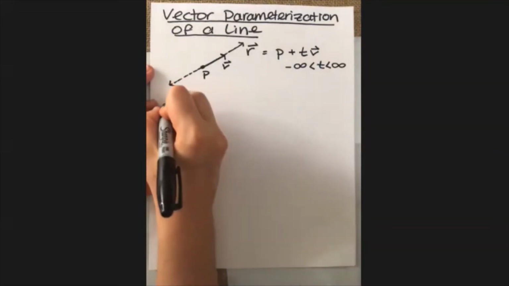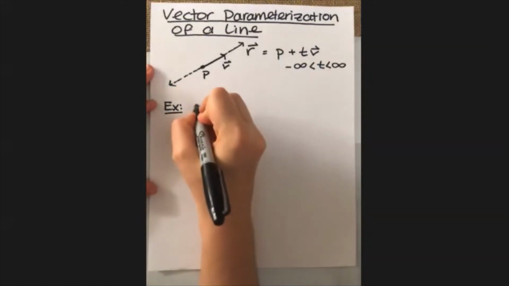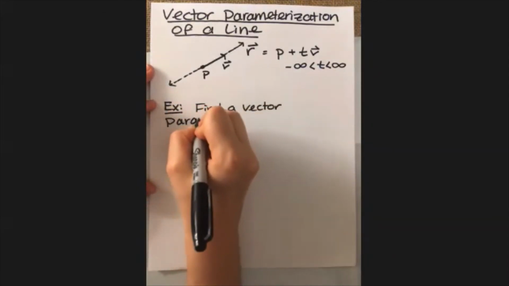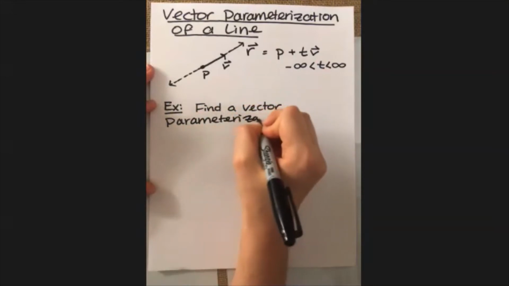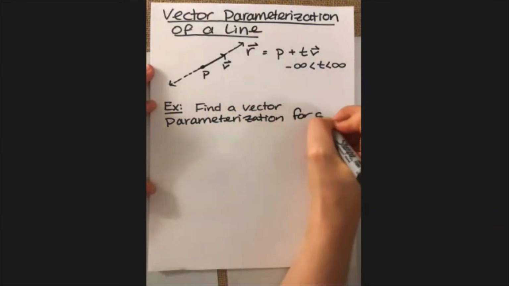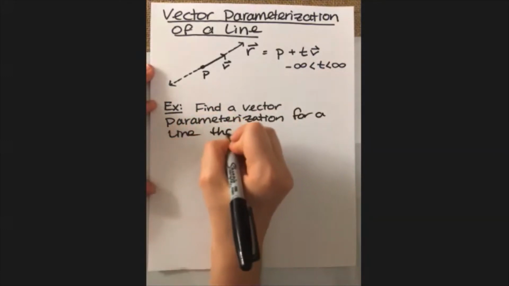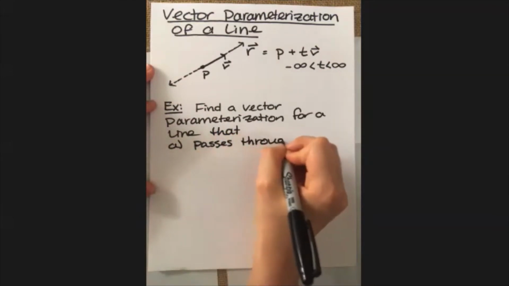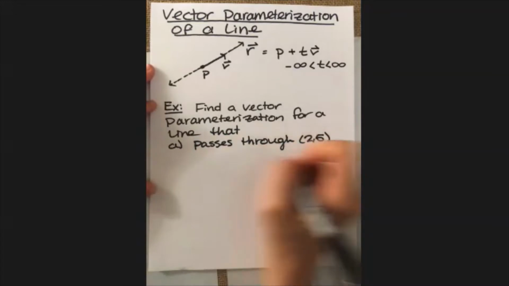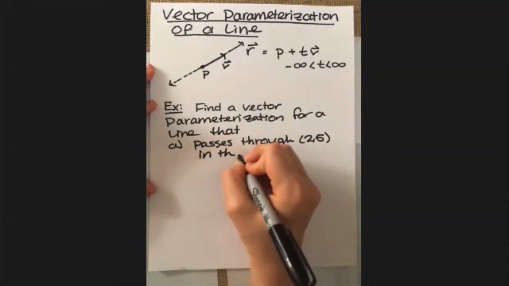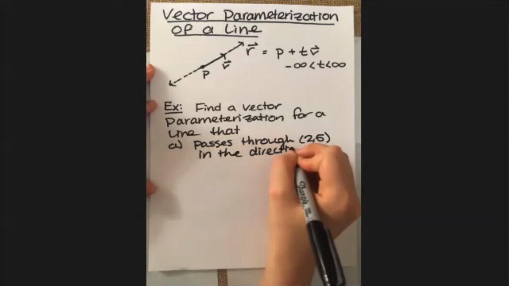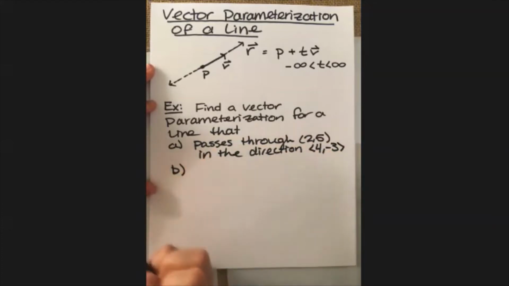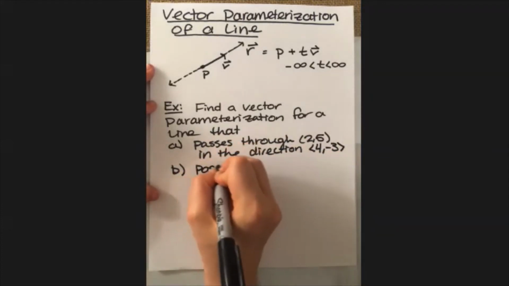Let's do a couple of examples. We're going to find a vector parameterization for a line that, in our first example, will pass through the point (2, 5) and also heads in the direction of (4, -3). And then in our second example, we're going to have it pass through 2 points.